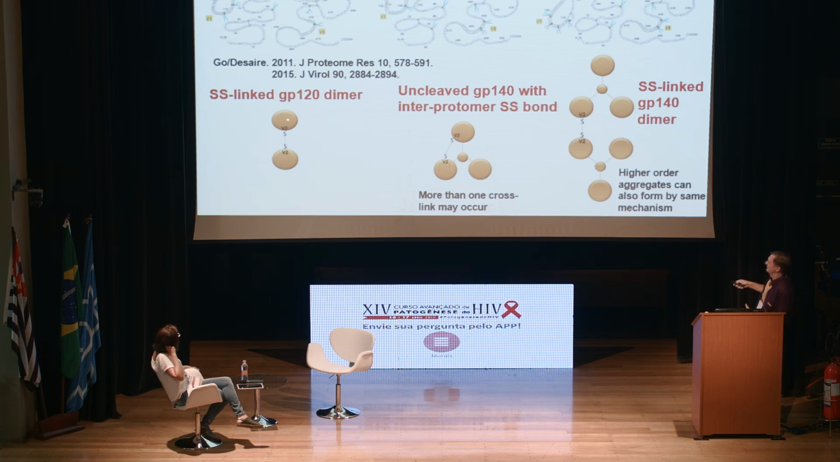So one gp120 will cross-link to another one. Or you can have a pseudo-trimer with different cross-linked disulfide bond patterns. Or you can get all sorts of stuff. You can get aggregates. That is not our problem.